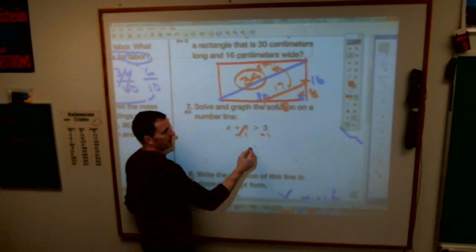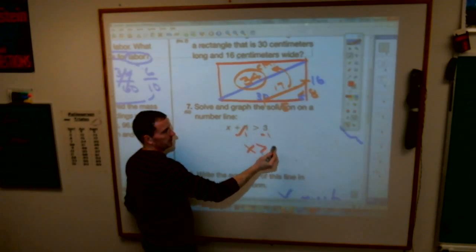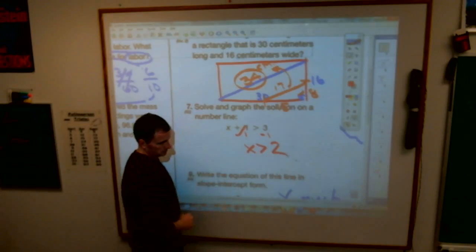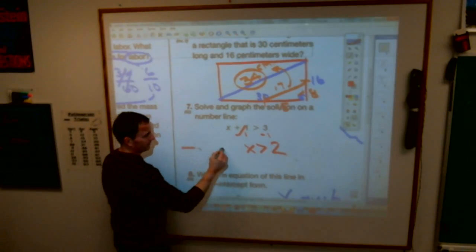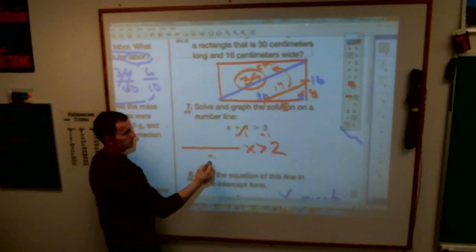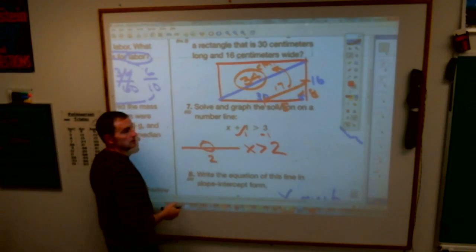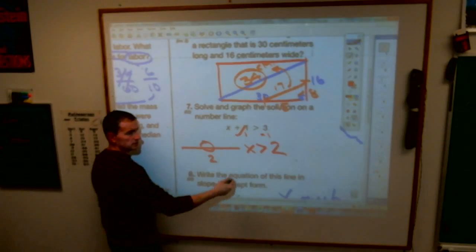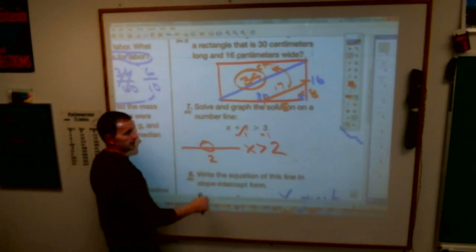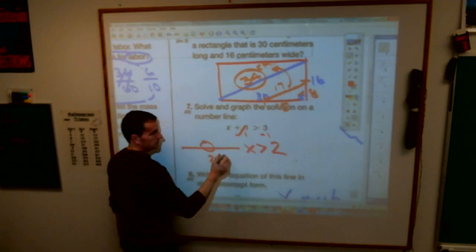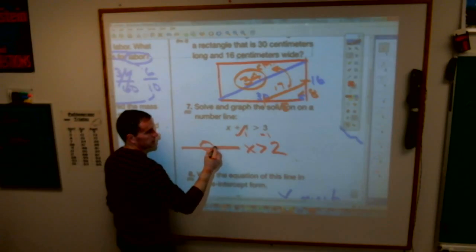This goes away. Now x is greater than 3 minus 1, which is 2. And then to graph it, just put the 2 under there. Is it an open circle or a closed circle? Open. Why is it open? Because there's no equal sign. And it's all the numbers that are greater than 2, so it goes this direction.